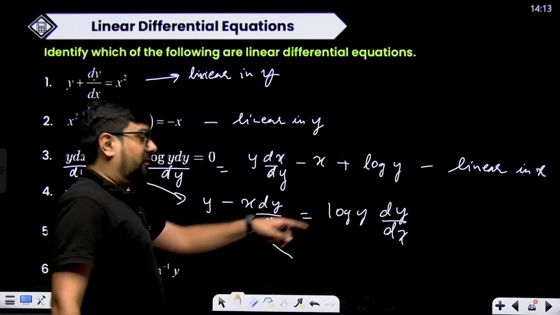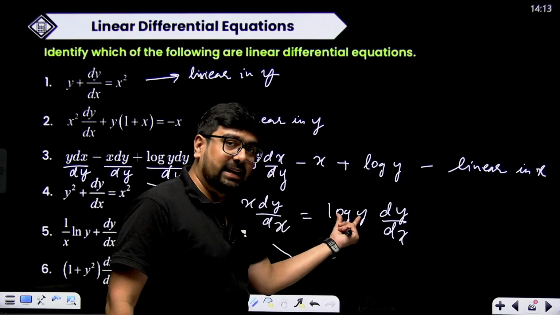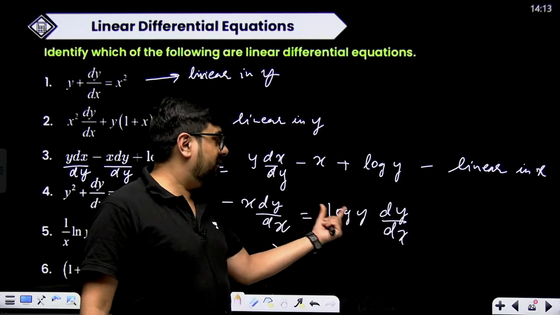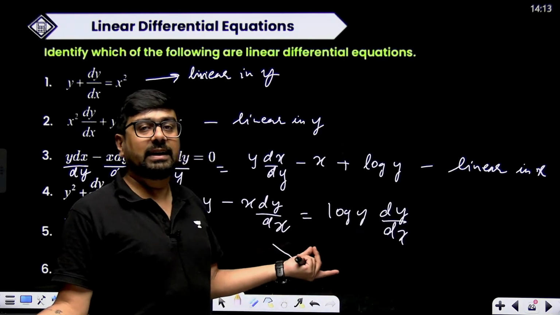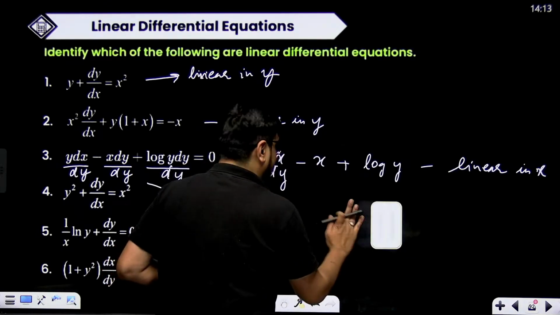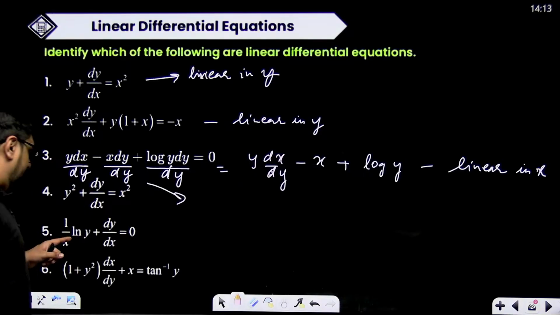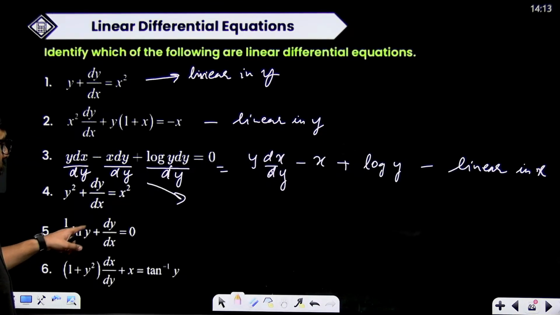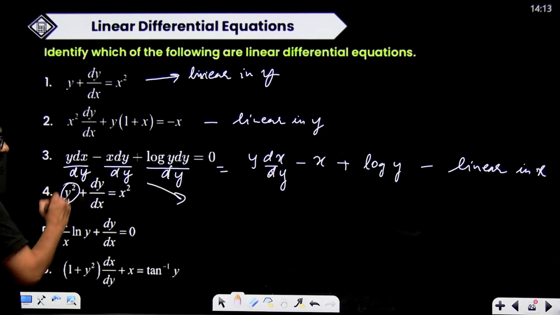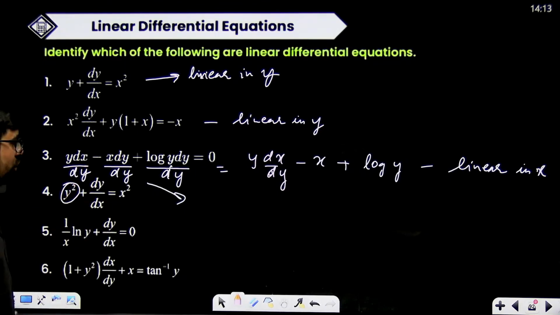Now see, y is with log. So anyway, if y is with log, it is not linear in y, right? So it is linear in x though. Now check over here. Ln y dy by dx is definitely not linear. Why? Because y is in log. Here y square is there, dy by dx is there, x square is there. The degree of y is 2, not linear, right? Not linear.